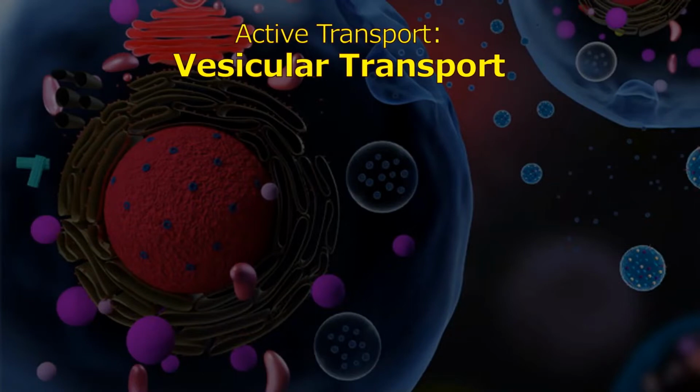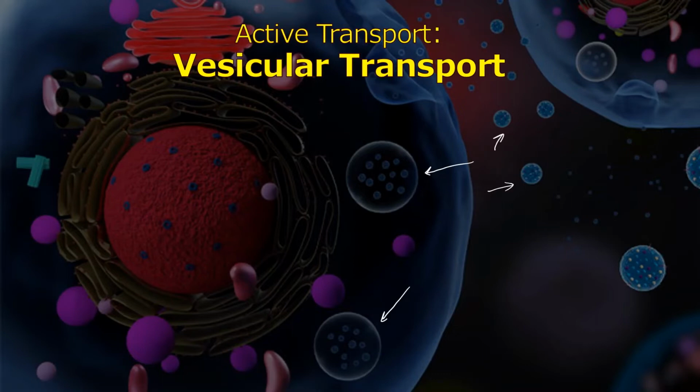Okay, this is different than true active transport. This is called vesicular transport. And the point is we're going to use vesicles. And you can see some of these. Here's a vesicle, here's a vesicle, here's a vesicle, here's a vesicle. They look like balls filled with some sort of product.